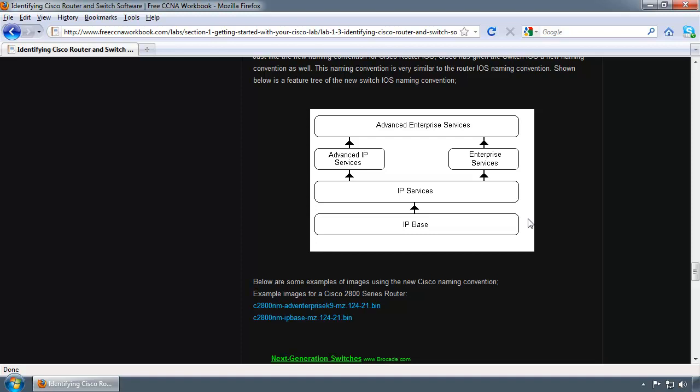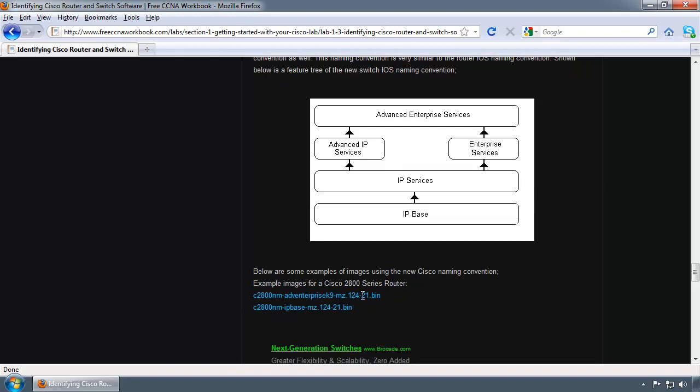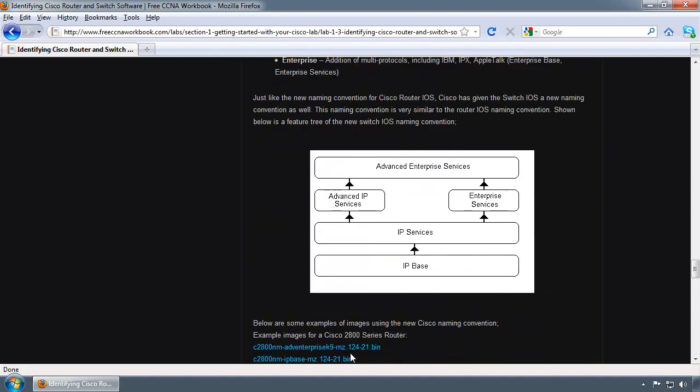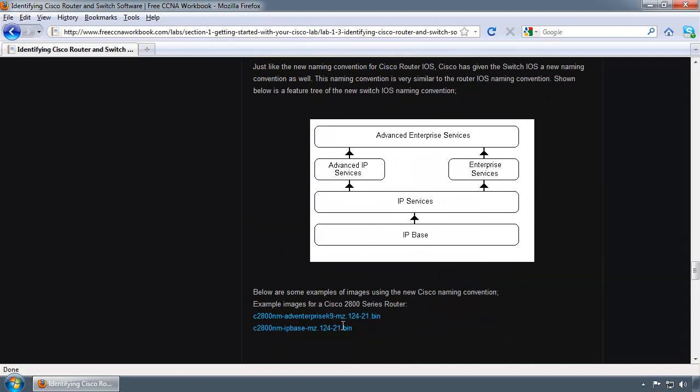Now, I can give two examples here of naming conventions for the newer iOS. As you can see here, Cisco 2800 series platform, Advanced Enterprise Services K9, which is the cryptography. One thing carried over from the old naming convention to the new naming convention, which was the K9. If you have a cryptographic image with the new naming convention, you'll see K9 at the end of it. This is basically just an implicit name to say, hey, I have advanced cryptography services, such as AES 256, and stuff like that. Also an IP base image name here as well.